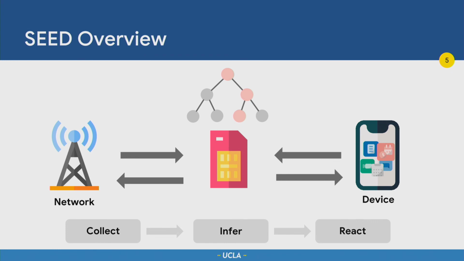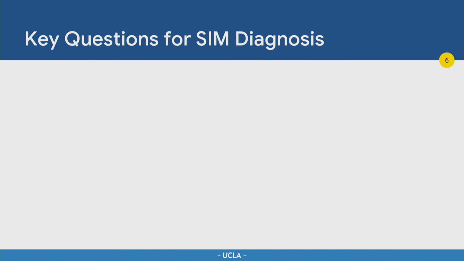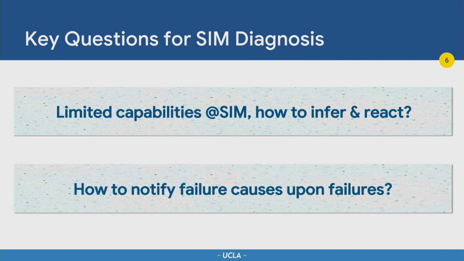With this solution, two key questions need to be answered by SEED. First, with the limited capability of the SIM, for example its processing and storage, how can the SIM card infer the failures and also do the reaction? And second, one dilemma SEED faces is how to notify the failure cases upon the failures.